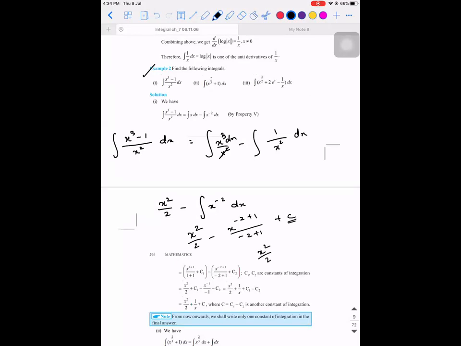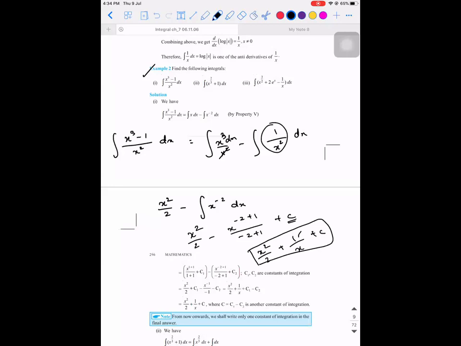So x square by 2 plus 1 divided by x plus c. If you want, you can check: derivative of 1 by x is minus 1 by x square. That's what is given in the question. Right. So can you do the next one?